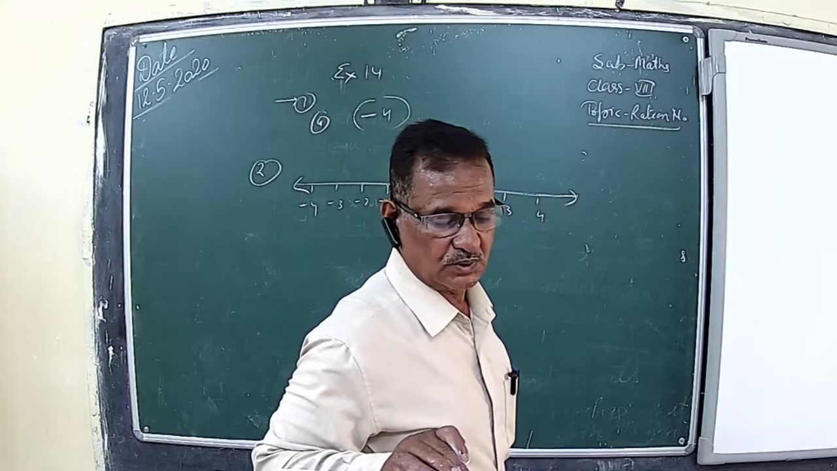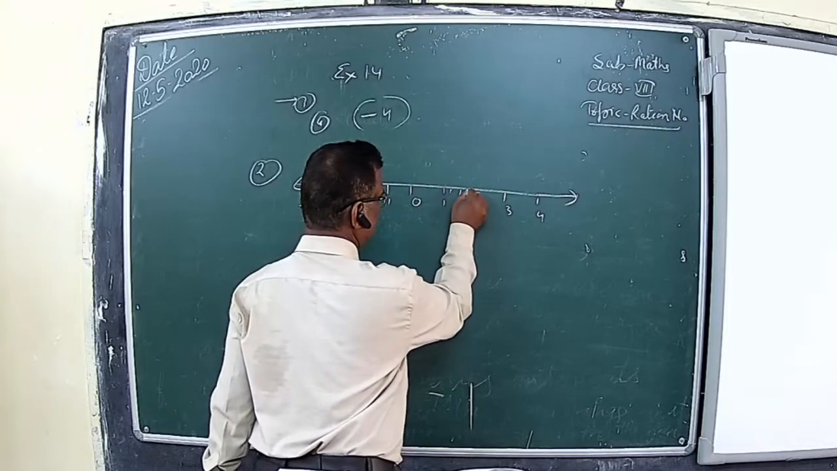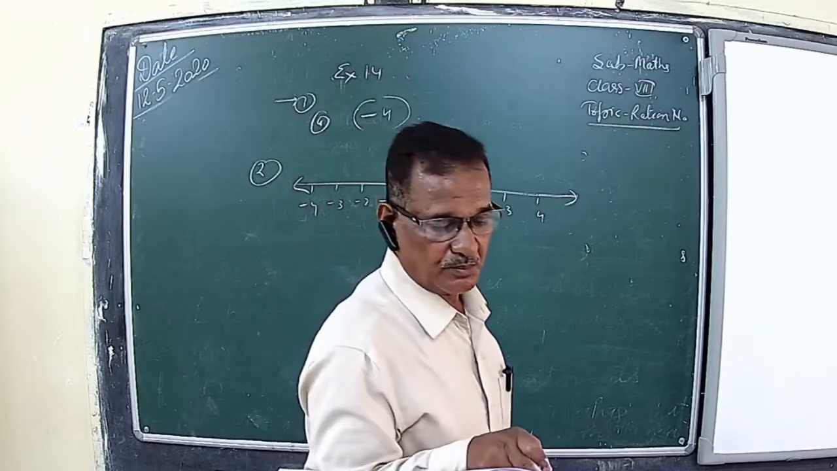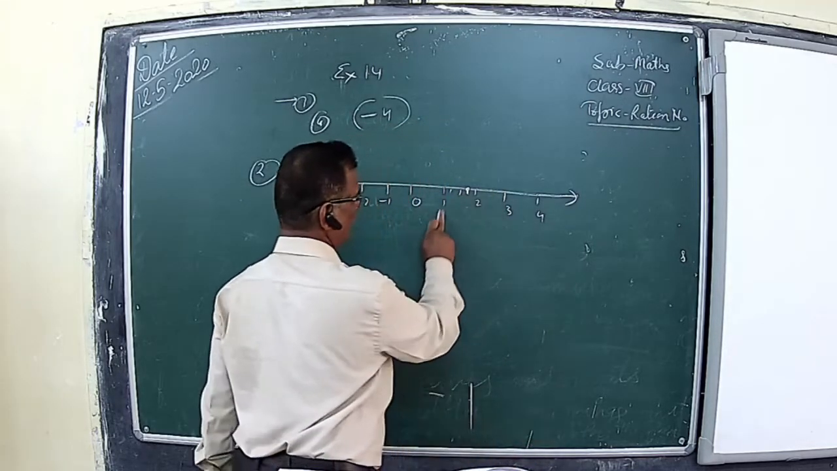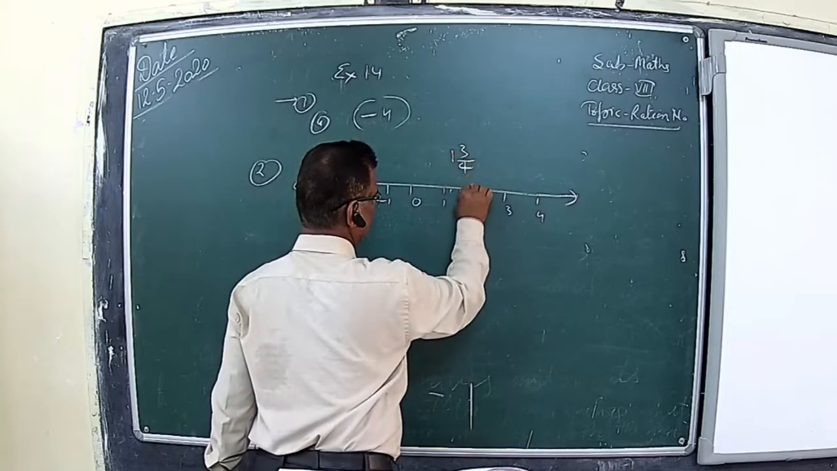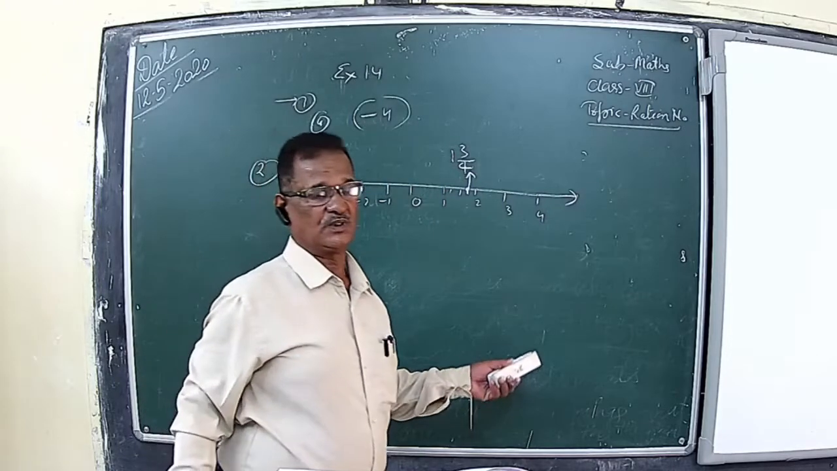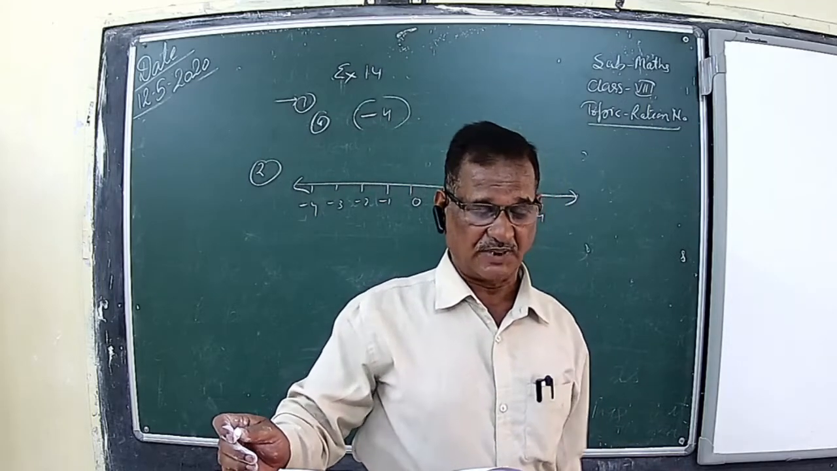Divide it into 4 equal parts: 1, 2, 3. This is 4 equal parts. Mark the number here. This is 1 whole, then 1, 2, 3, so 1 whole 3 upon 4. This represents 1 whole 3 upon 4. This way, any number you can represent on the number line.